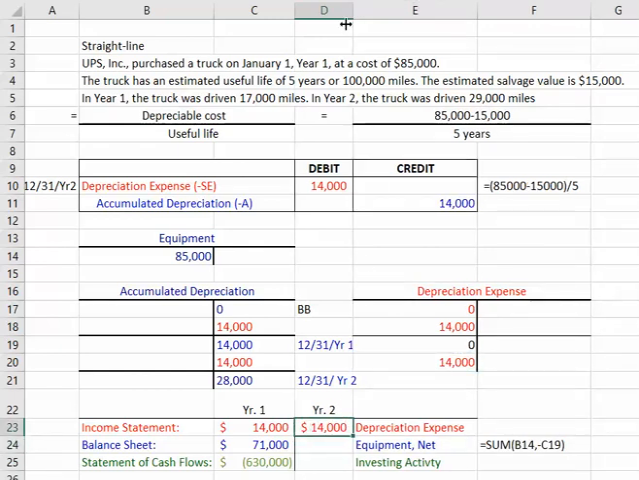Now, as far as the accumulated depreciation, it accumulates. It doesn't get closed out like the expenses did. Now, as far as what our net book value is at this point, it's equal to the equipment minus the accumulated depreciation. And again, that represents how much usefulness is left. And there would be no activity on the statement of cash flows in the second year.